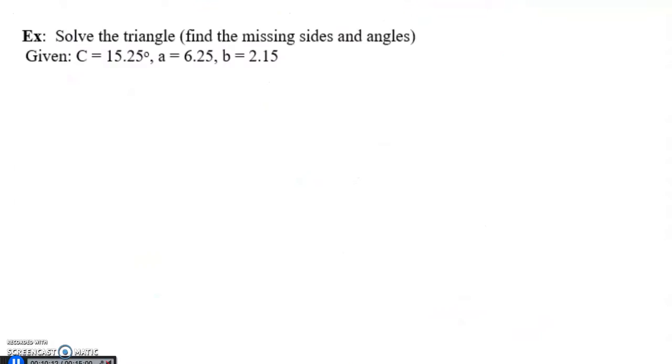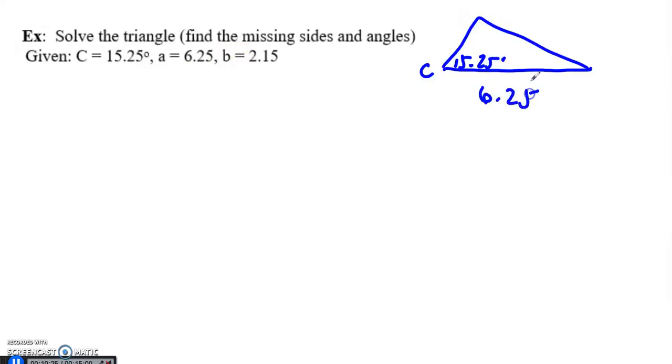The next example, solve the triangle. So again, let me draw a general oblique triangle. C is an acute angle, so I'll put it here. A is a larger side, so I'll just put it here, call this A, which means this has to be B, and I'll call that 2.15. So when I look at the triangle, I notice that I have side, angle, side, which is another situation that works with the law of cosines.